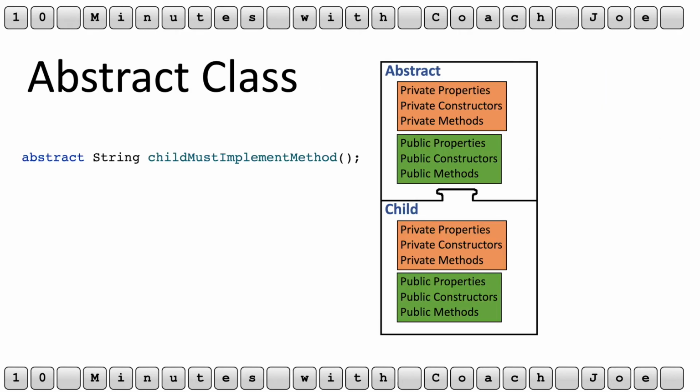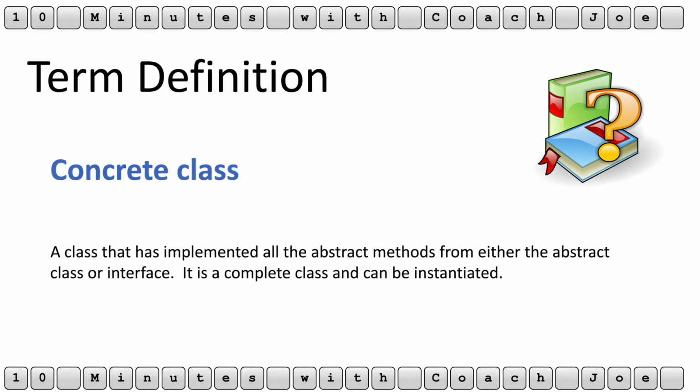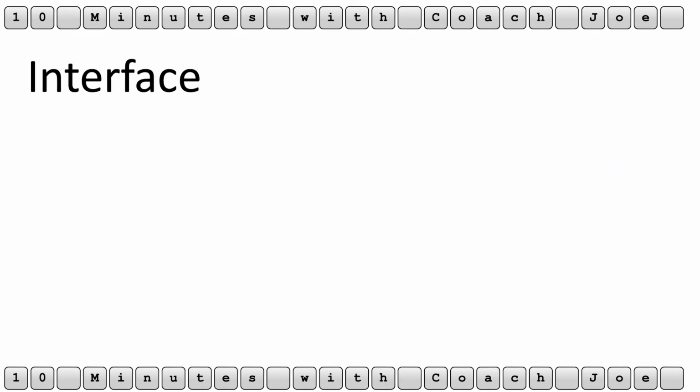Another difference is the abstract class is allowed to have an abstract method, which is a signature only, no code block. The child class must implement the abstract method. Implement means a class must contain the specific method and the code block must be written. Once the class implements all the abstract methods, it is considered to be a concrete class and can be instantiated.